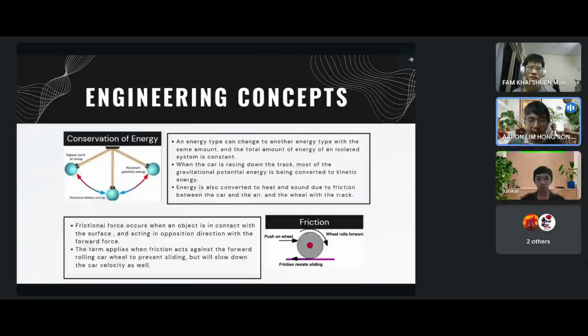Besides that, we have the conservation of energy, which stipulates that one energy type changes to another energy type in the same amount, and the sum of energy is constant. And the fourth concept is friction, which shows that a frictional force occurs when an object is in contact with a surface, and its direction is opposite to the forward force.